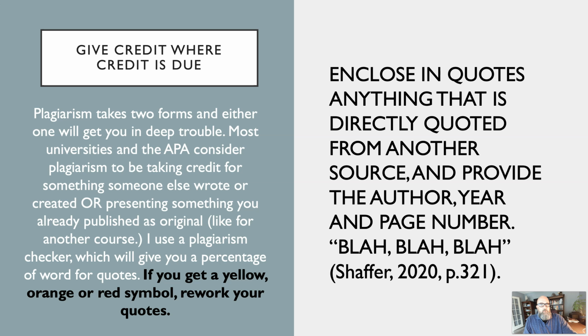There are 2 forms of plagiarism that will get you in a lot of trouble, both at Ball State and at most universities. The first is taking credit for something somebody else wrote. That means from a published author, a published story, a published article. So anything that is in quotes, you put it in quotes, you put where it came from, what the year was, and what page. That page number is very important, because I should be able to go back as the instructor.